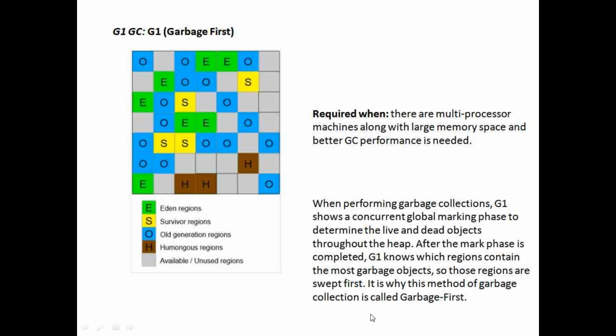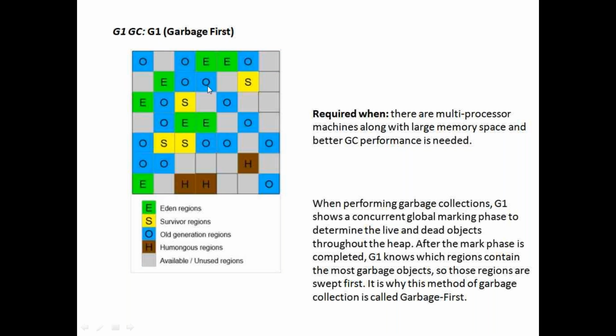So those regions are swept first. Whichever has the most garbage will be swept first, and that is the reason why it is called garbage first. Let's say this old generation space has a lot of dead objects. So this will be cleaned, and it will not wait for Eden to be cleaned. This is garbage first, or G1.